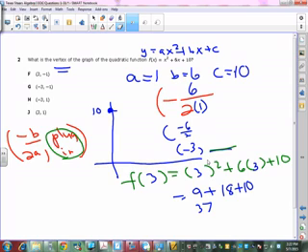Let's see, we've done... Oh, it's negative 3. No wonder. Good thing we had the answer choices. Negative 3 squared is what? Positive 9. And 6 times negative 3 is negative 18. 9 minus 18 is negative 9. Plus 10 makes 1.